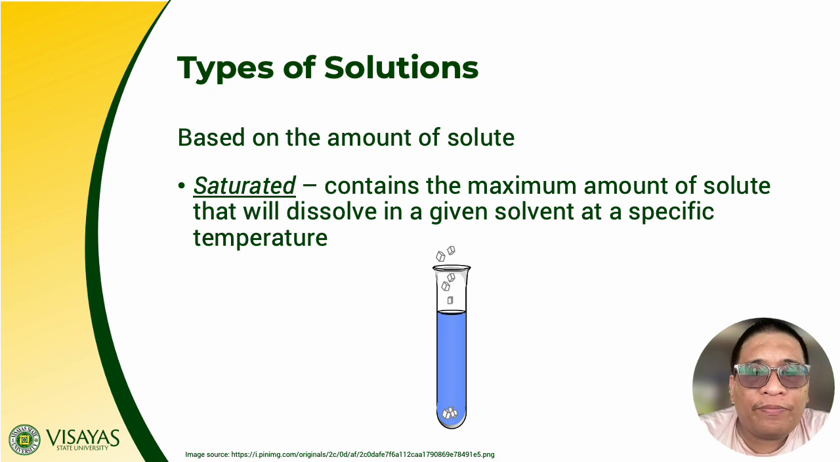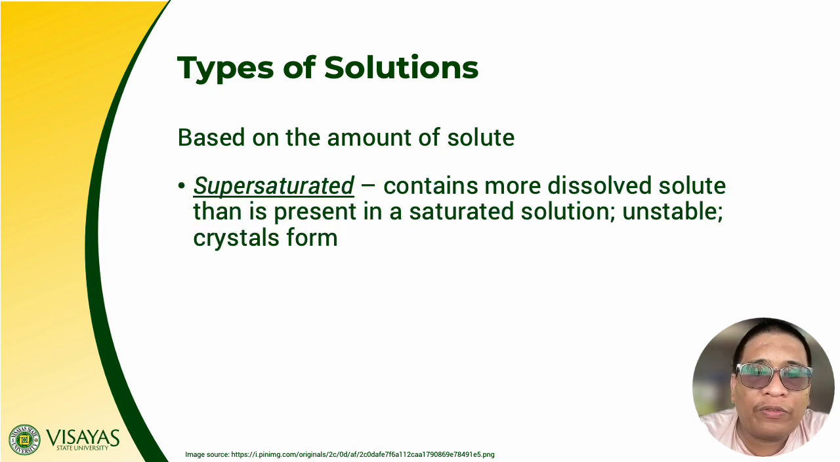And then the last one would be the supersaturated, which contains more dissolved solute than is present in a saturated solution. This often results in an unstable solution, and upon cooling down, eventually crystals will form. So in recrystallization processes, this is the main idea: you will try to obtain a supersaturated solution by increasing the temperature to increase the dissolved solute and then allow it to cool without disturbing, resulting in formation of crystals. And again, before formation of the crystals, upon lowering the temperature, we can consider it as a supersaturated solution.